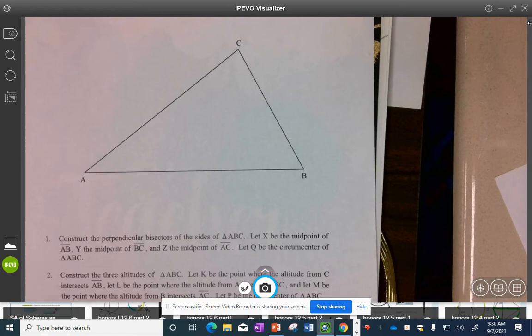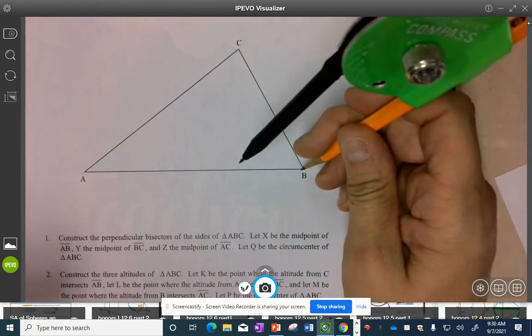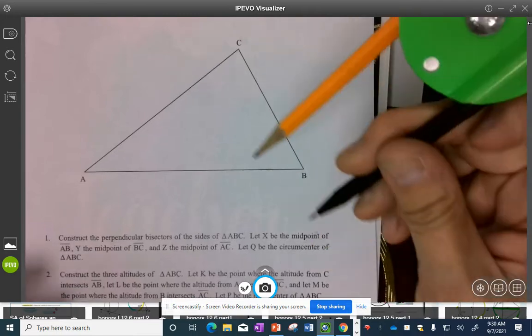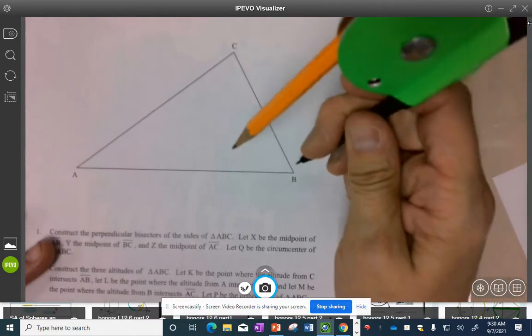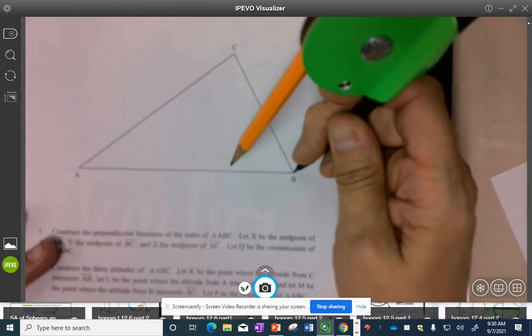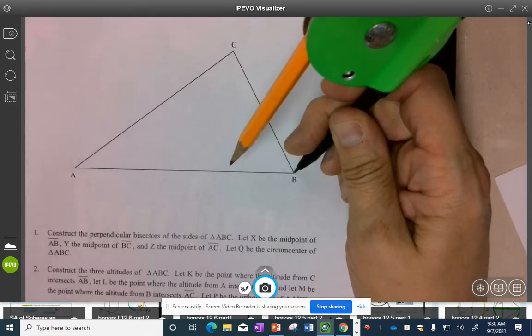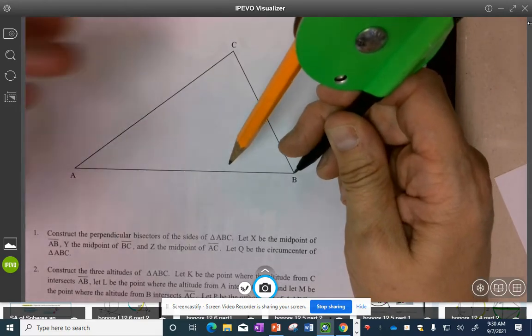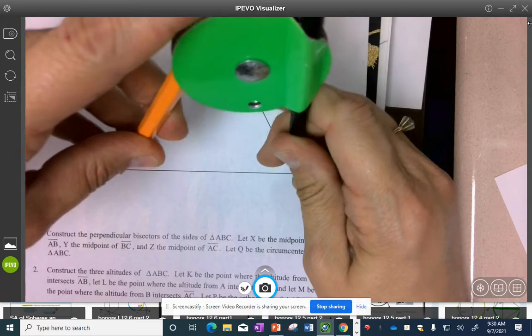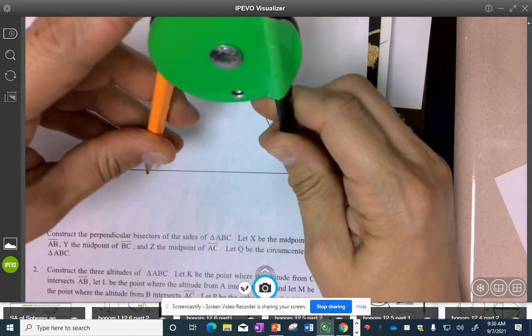Now the first step is to construct a perpendicular bisector of each side of the triangle. Now, a perpendicular bisector is pretty much, we're just going to cut each segment down the middle, and the line that does that is perpendicular to that side. So let's start with A and B. Now remember, as I'm doing this, if I start going way too fast, you can pause the video, you can slow the video down. So feel free to do this at your own pace.